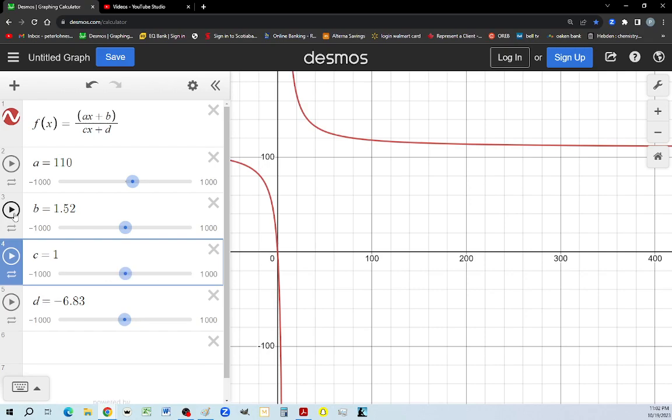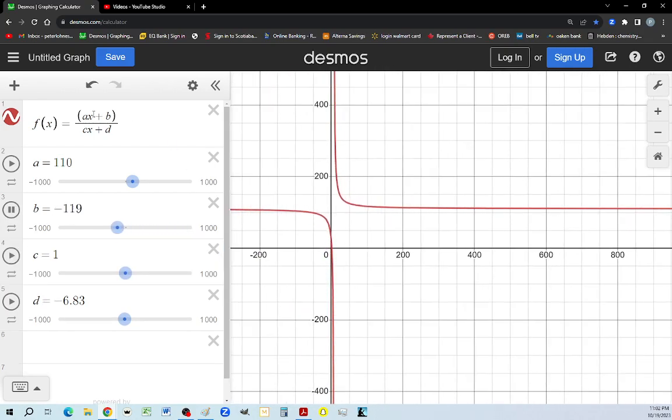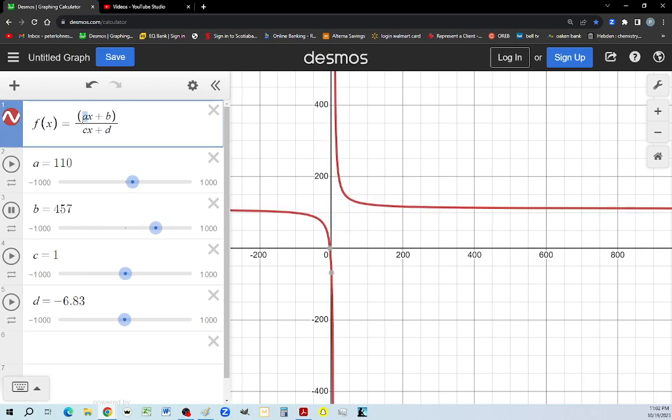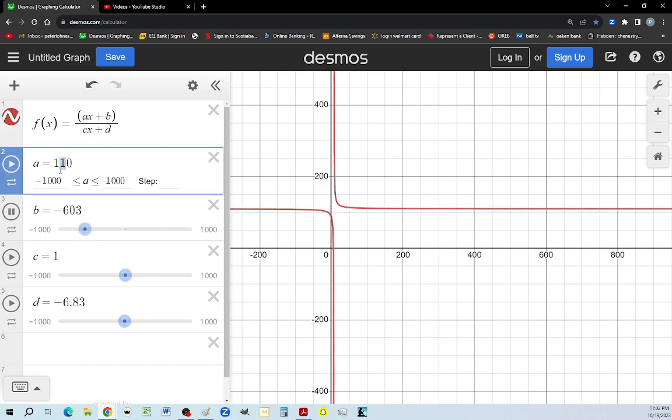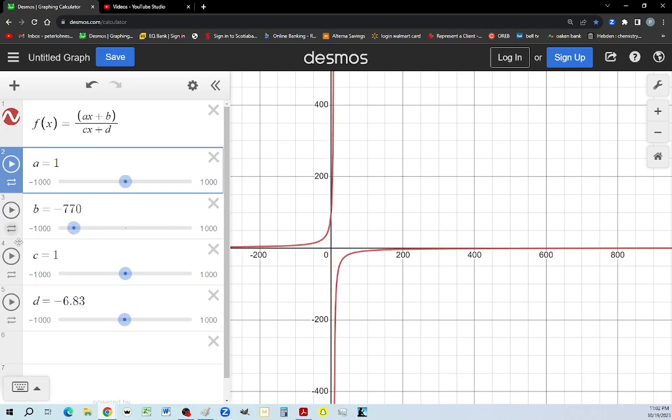Anyway, let's see what happens when we change the B. The B is the number that's being added at the end. You can just see that it's kind of just squeezing closer and closer to its symmetry point as B approaches negative numbers, or whatever the value of A is, which is 110. Let's put A back at 1. Yeah, there you go. It's approaching the symmetry point, and the same thing's going to happen when we hit D.